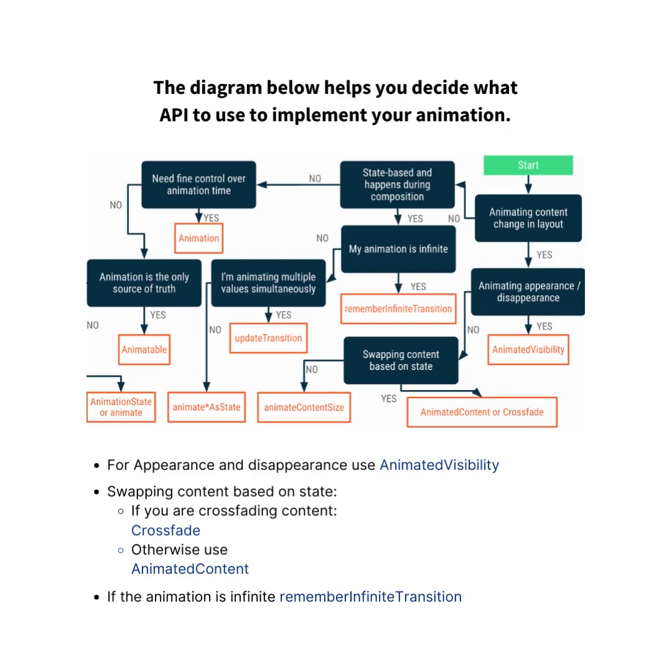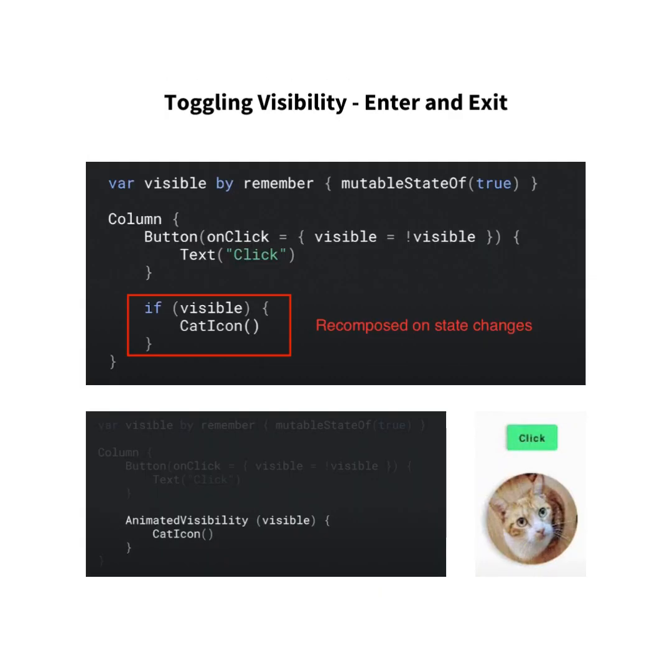This diagram helps you to decide what API to use to implement your animation. For any appearing and disappearing, use AnimatedVisibility. For swapping content based on state, if you want to crossfade content, use Crossfade. If the animation is infinite, use rememberInfiniteTransition, and so on.